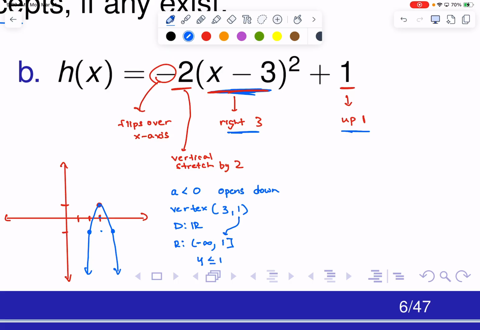You good? All right, x-intercepts. Here we go, zeros. Zeros, or x-intercepts. What do we let equal 0? We let y equal 0. So we're going to set the equation equal to 0. So we're going to take h of x and replace it with 0. So we're going to have 0 equals negative 2 times x minus 3 squared plus 1.